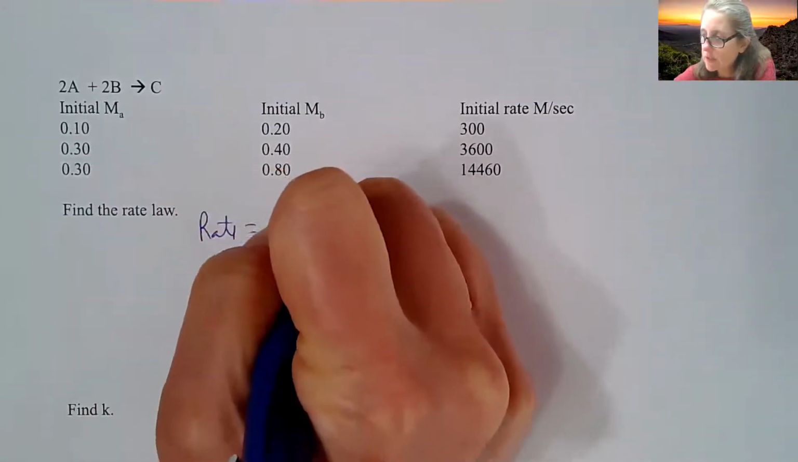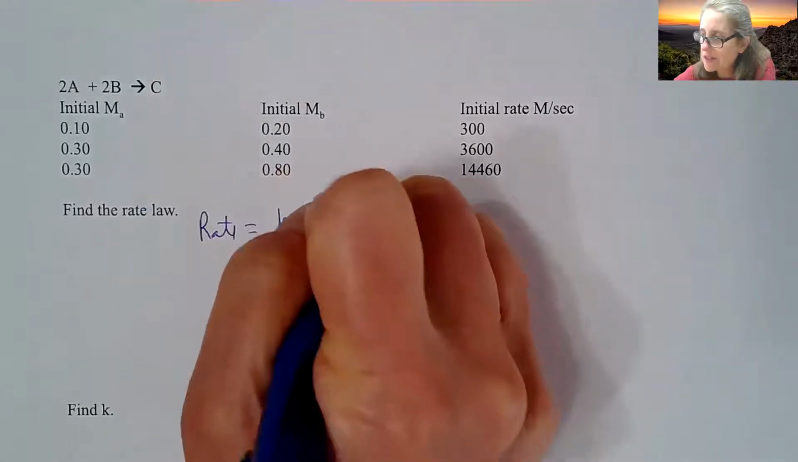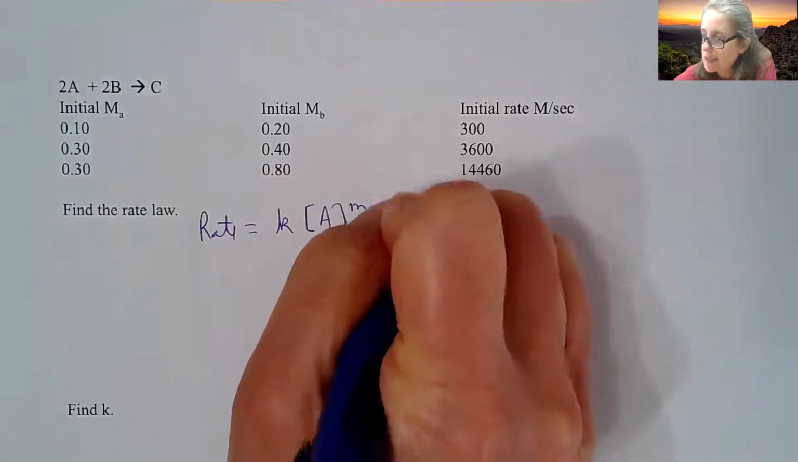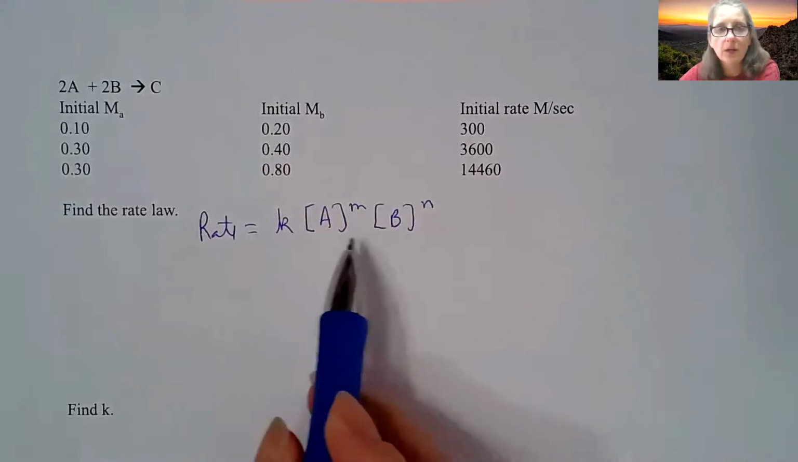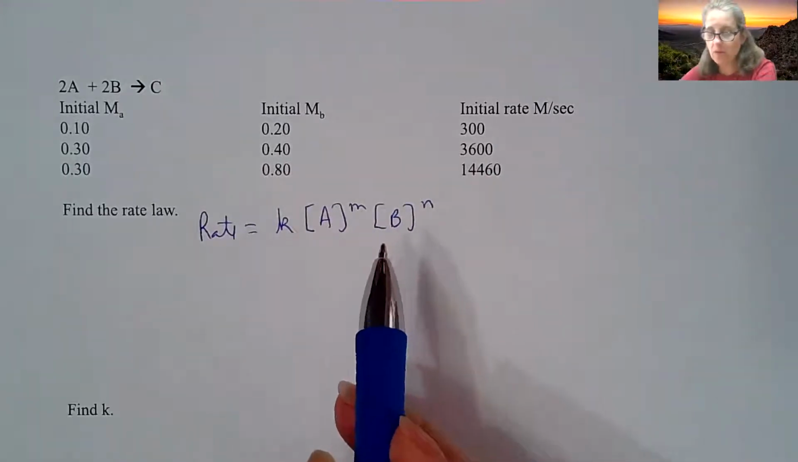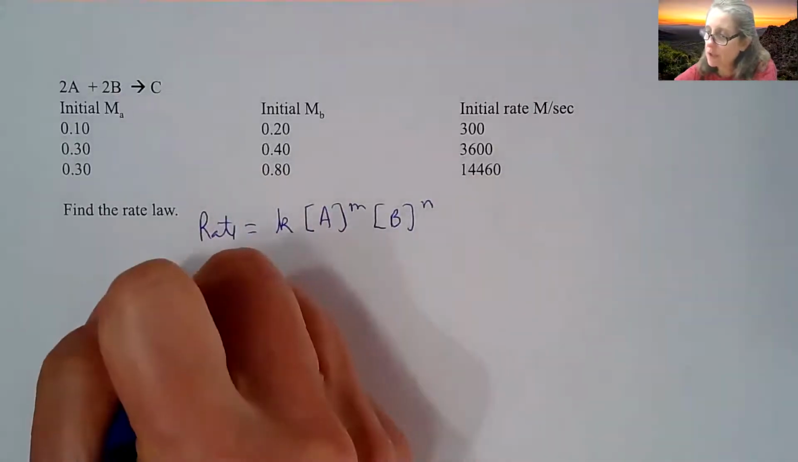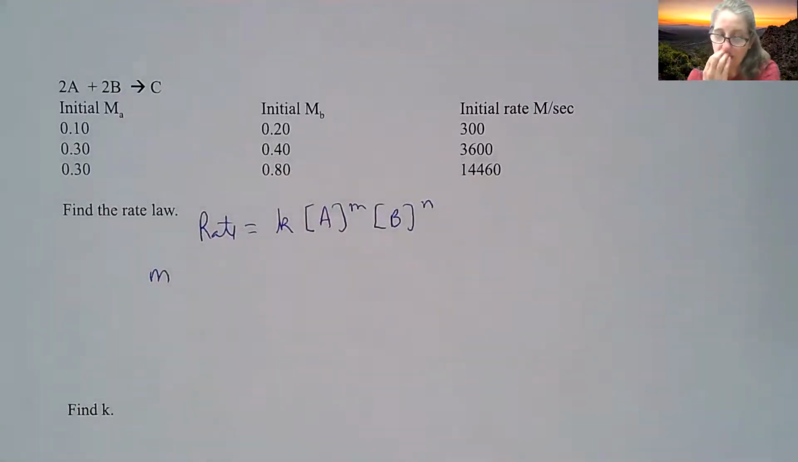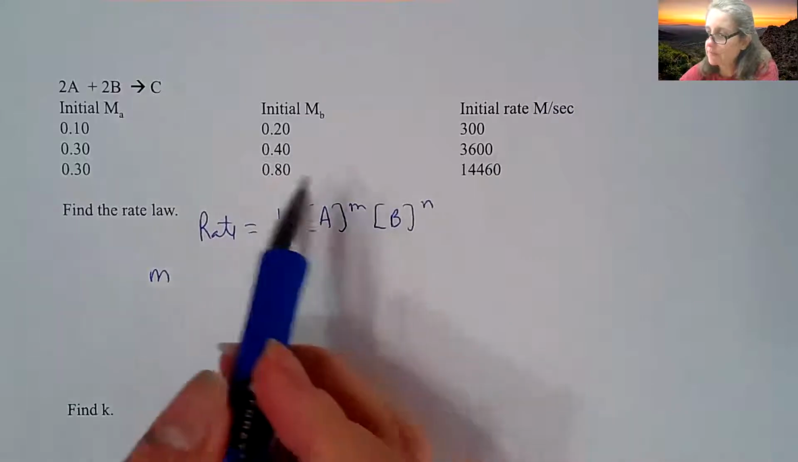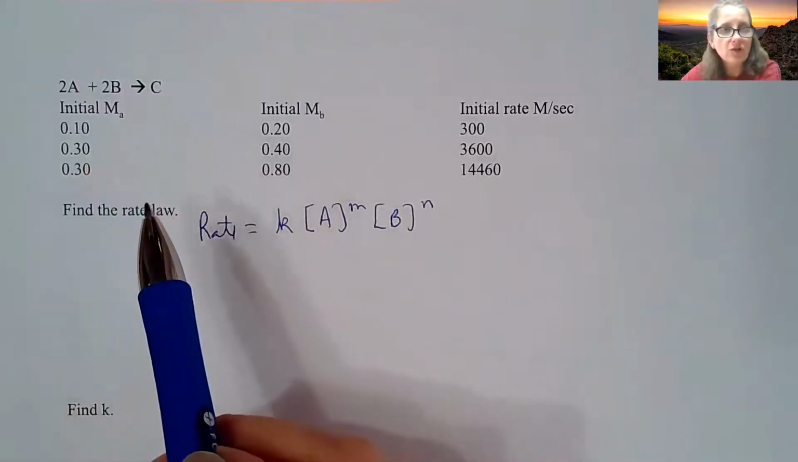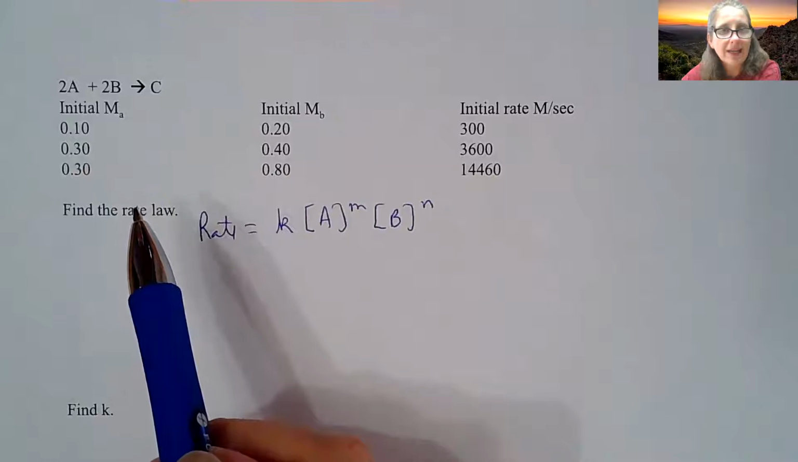So rate is equal to little k times A to the power of M and B to the power of N. It doesn't matter who is associated with M, who's associated with N, that does not matter at all. Okay, so I'm going to determine M first. It doesn't really matter which one you determine first. So I have to find where A is changing and B is staying the same.